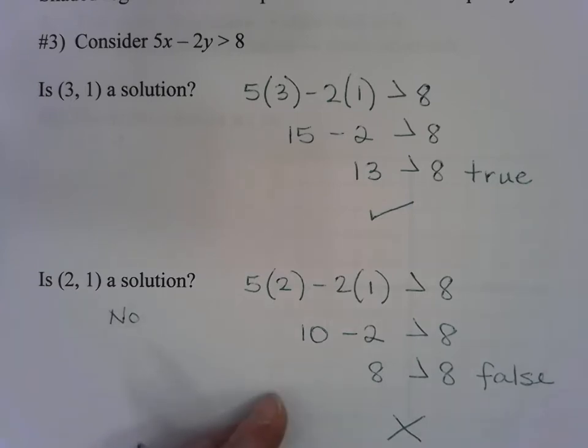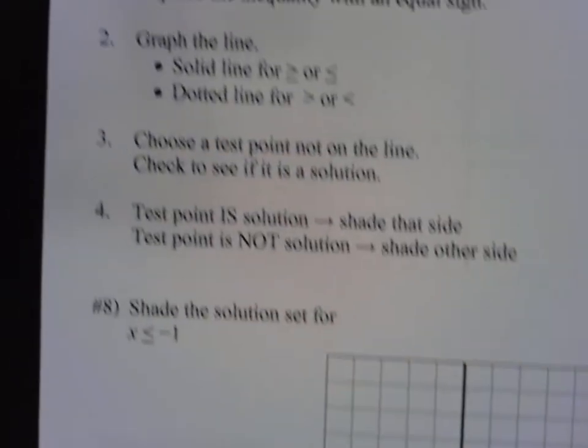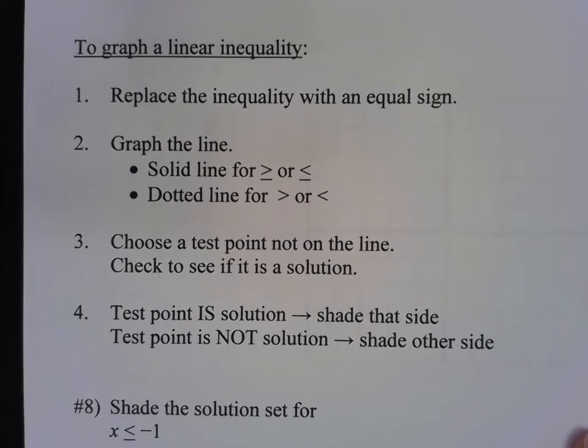Like I said, this is going to be part of the process of deciding where our shaded region is on the XY grid. So here are the steps we're going to use to graph the inequality. First, we're going to replace the inequality with an equal sign. So if I have a less than or a greater than, I'm going to take that out just for the moment and put in an equal sign. That's going to give me an equation for a line. And so I'm going to graph that line.